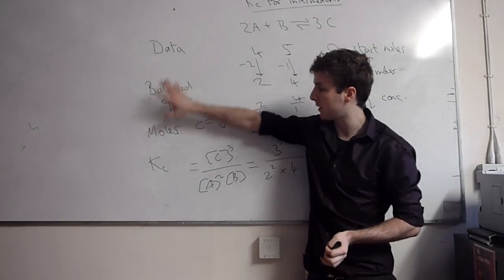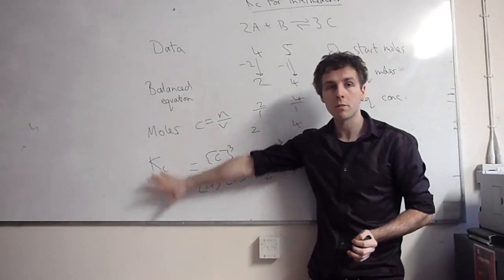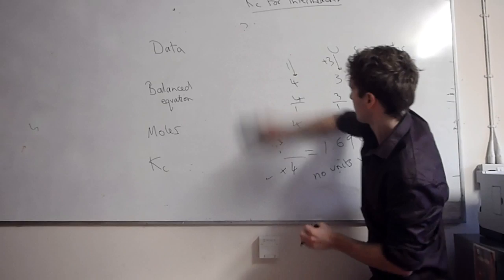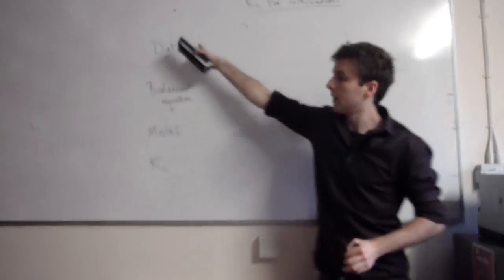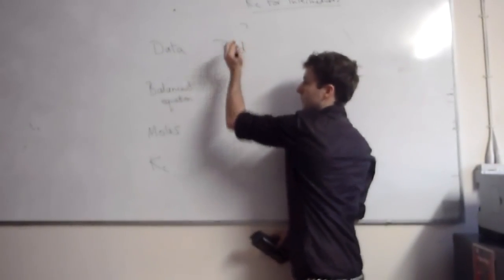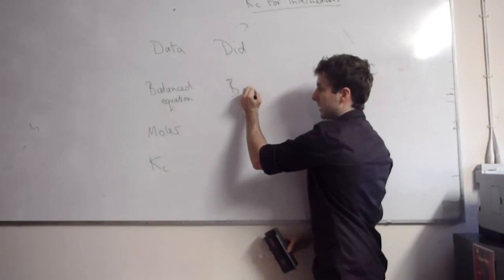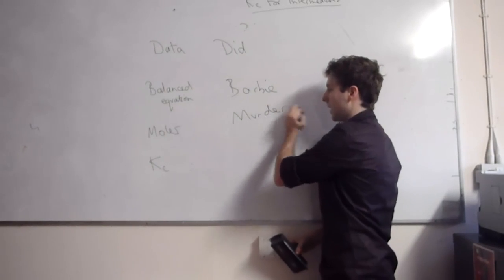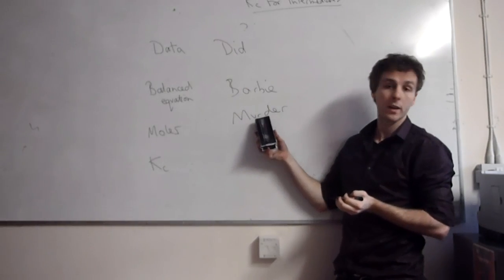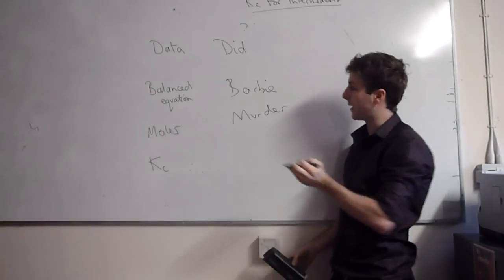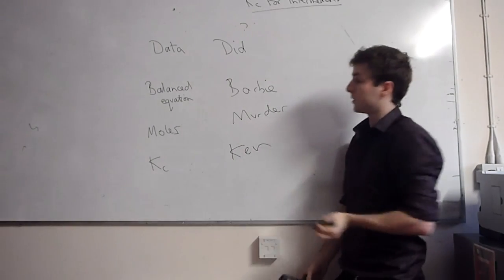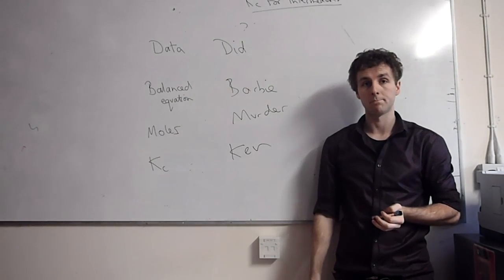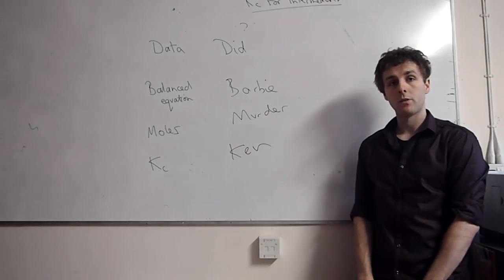Now, how are you going to remember these 4 steps? By picturing Barbie ripping off Ken's head. Data, did. Balanced equation, Barbie. Moles, murder. When I do that with my class, I let them put in their own word there, which begins with M, so you can have a bit of fun with that. And Kc, obviously Ken. So did Barbie murder Ken? Data, balanced equation, moles, Kc. And that is Kc for intermediates.